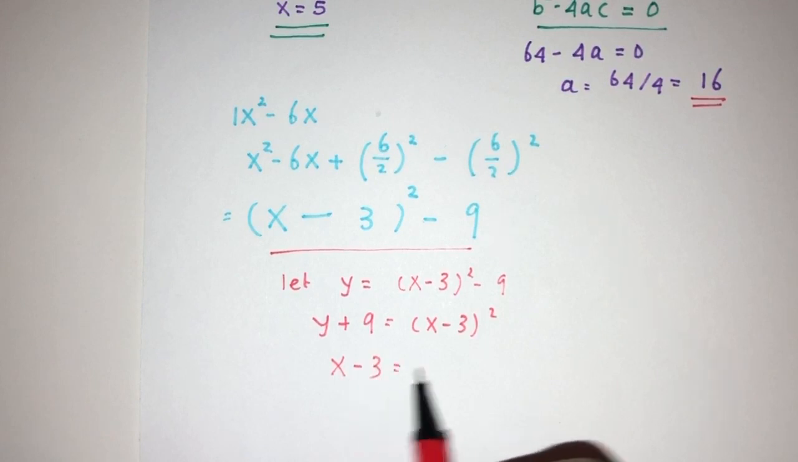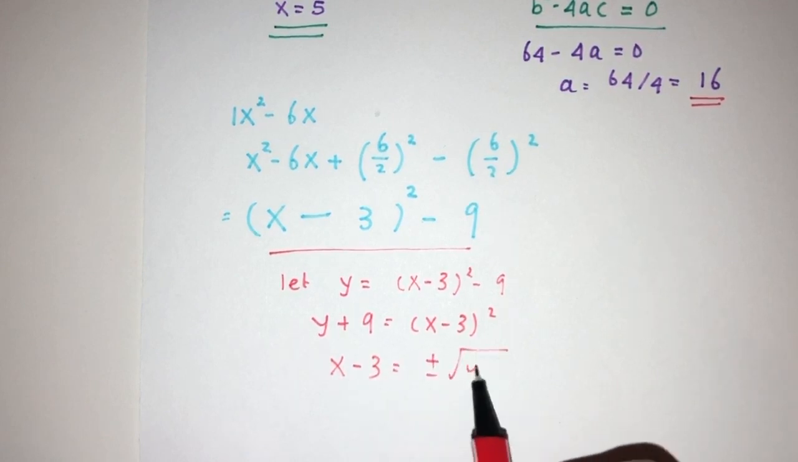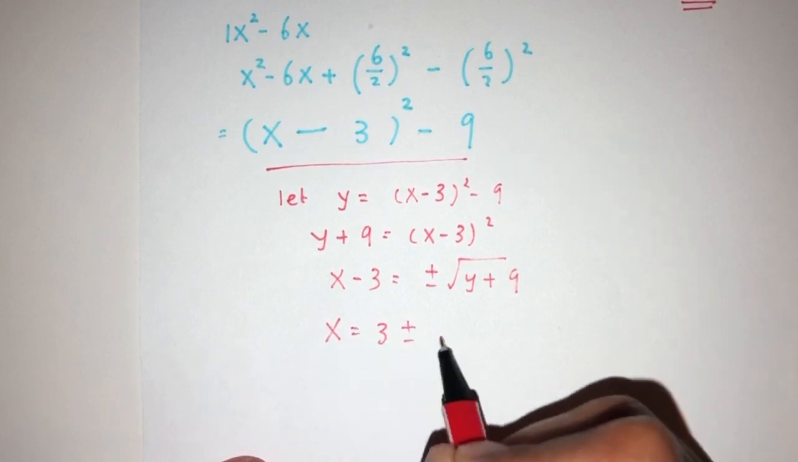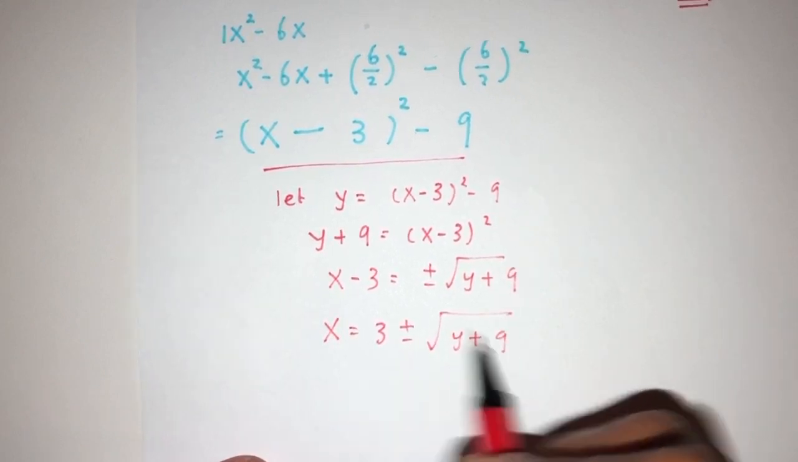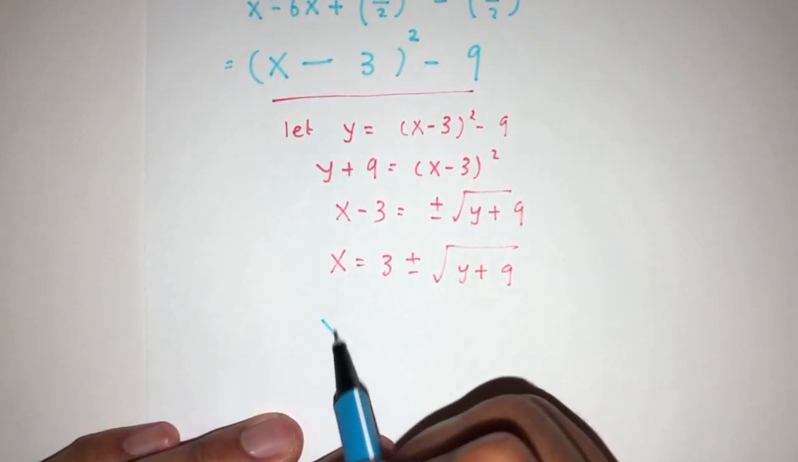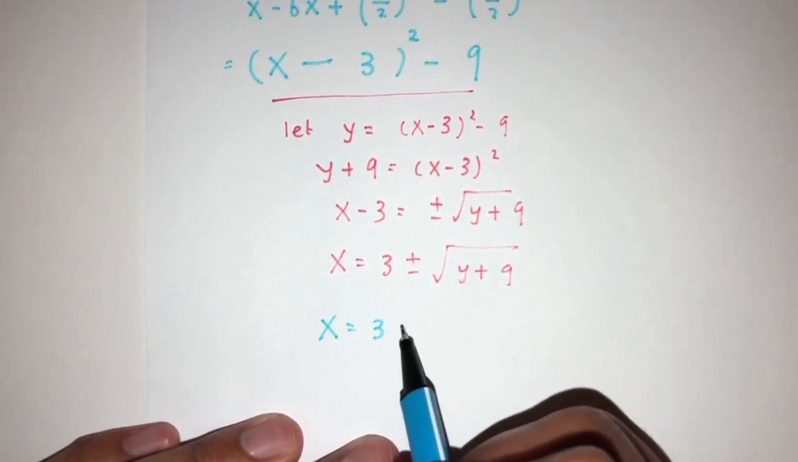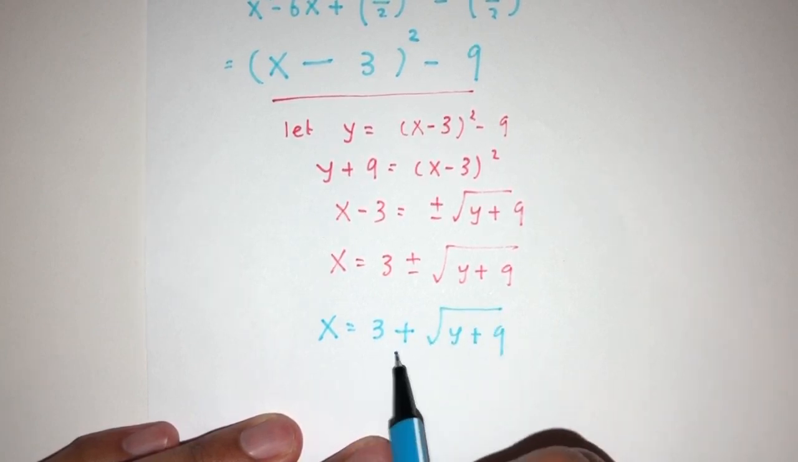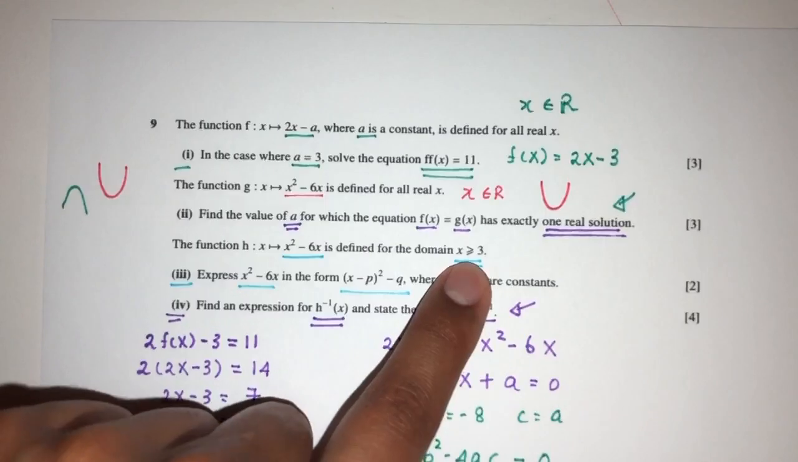x minus 3 should be plus or minus the square root of y plus 9, so x has to be 3 plus or minus the square root of y plus 9. Now moving on, it means that x can only be 3 plus the square root of y plus 9. The reason it's plus is because you can see here it is only more than 3. It cannot be less than 3.